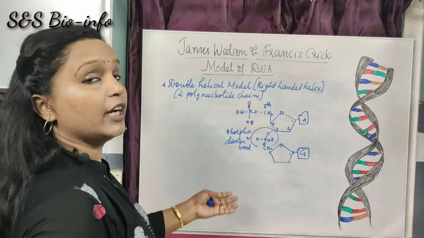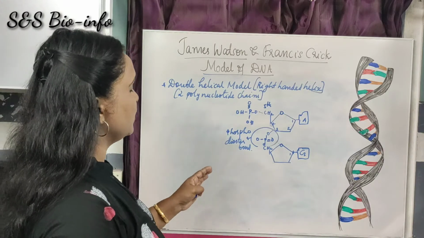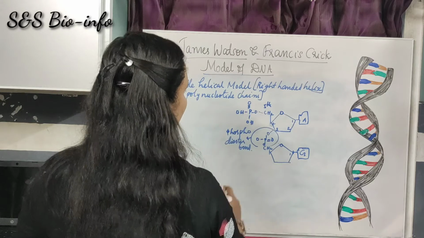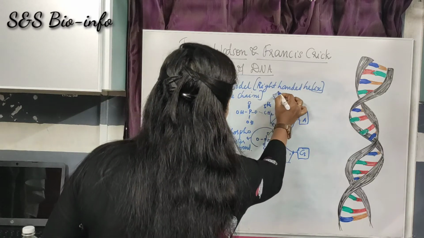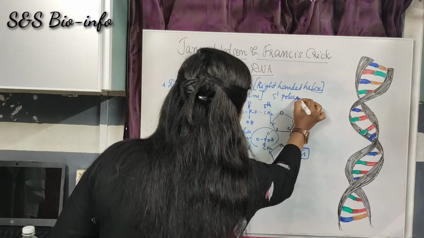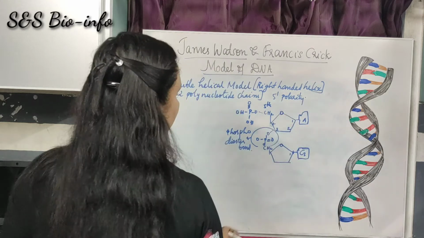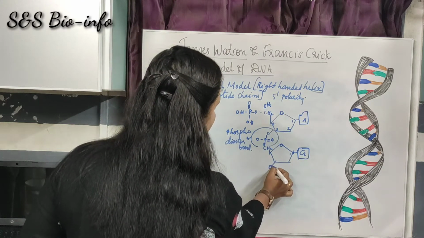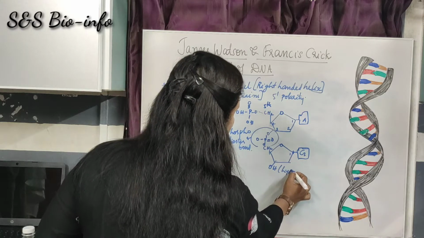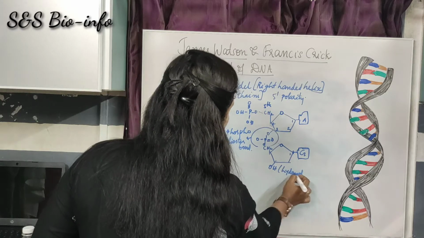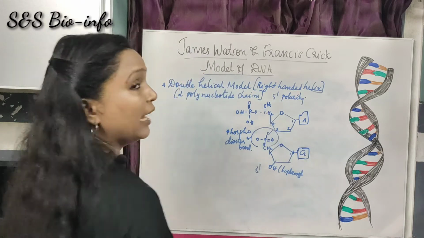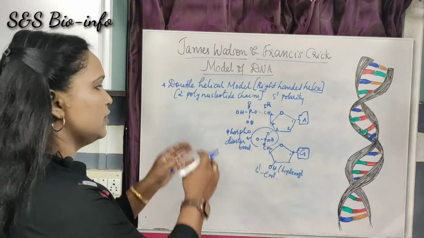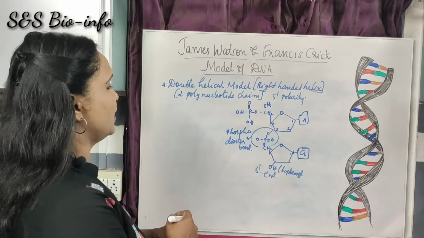This is one side of the polynucleotide chain. In this case, the fifth position is free with the phosphate group. So this strand begins with the 5' polarity. And at the end, it has a free OH group, hydroxyl group. So it is called 3' end. Okay, this is one side of the double-stranded DNA.